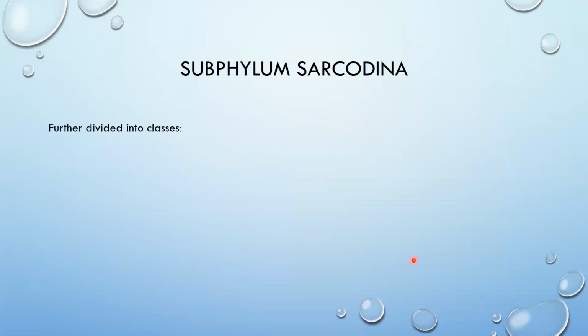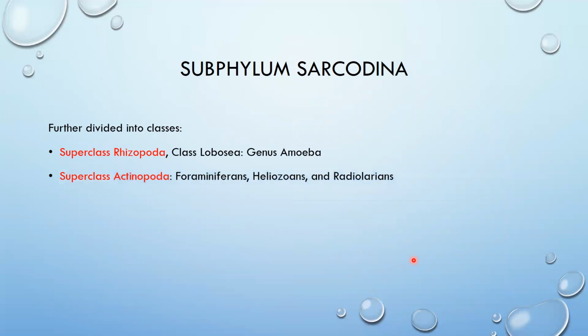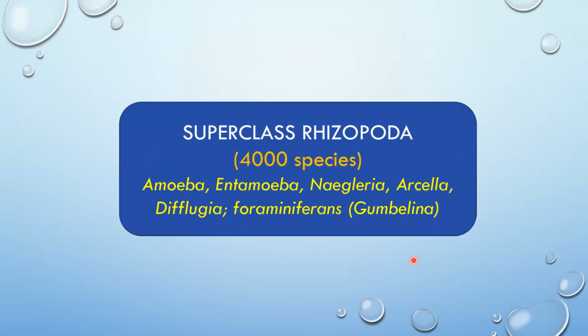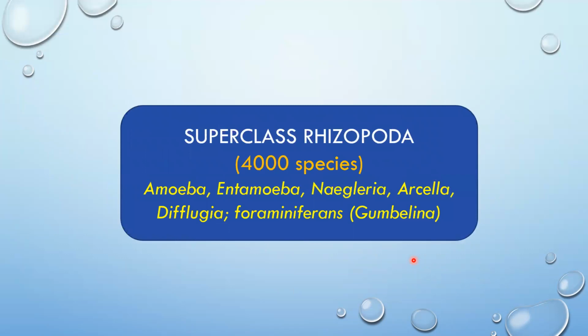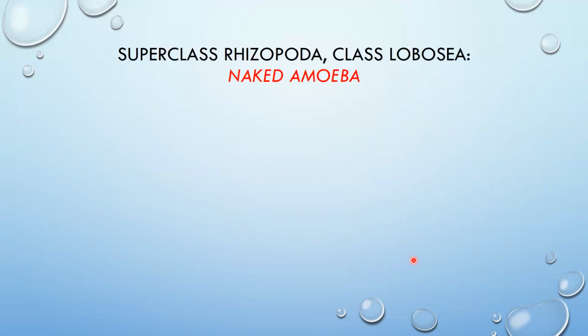Subphylum Sarcomastigophora is further divided into the superclass Rhizopoda, to which the class Lobosea having genus Amoeba belongs. The second is the superclass Actinopoda, to which the foraminiferans, heliozoans, and radiolarians belong. So first of all, superclass Rhizopoda, containing 4,000 species. The species include the amoeba, Entamoeba, Nuclearia, Arcella, Difflugia, and foraminiferans.